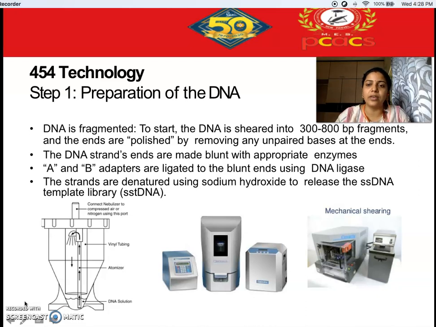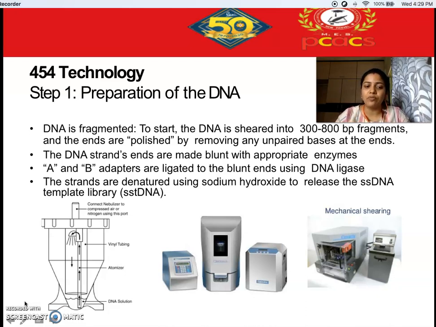For this, the first step is the preparation of the DNA. We all know that this particular method, pyrosequencing, is important because we are going to sequence small fragments in this case. So a DNA can first be sheared into small fragments of around 300 to 800 base pairs. Now how can shearing be done?